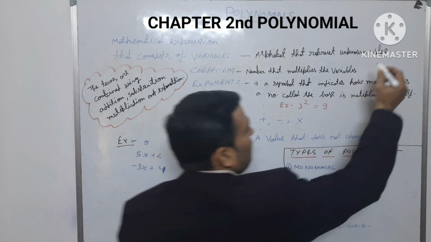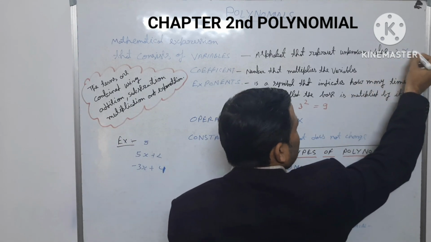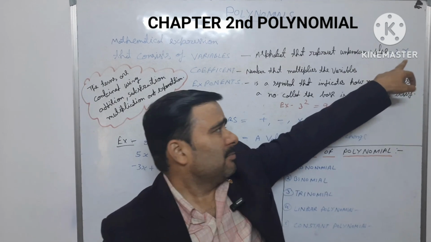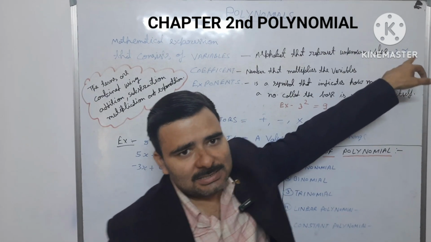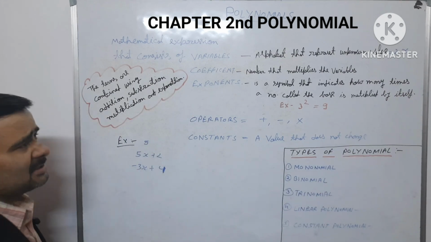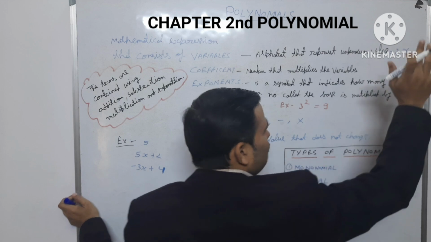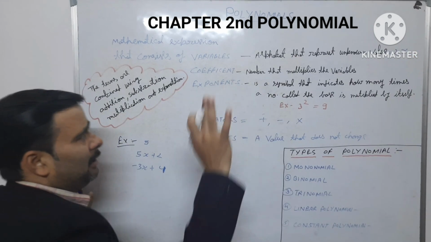For example, we have 2x. Here 2 is known, it is confirmed, but x is the variable. x is a variable and it represents an unknown value. The value of x may be 1, 2, 3, 4, etc., up to infinity. It may be any value.